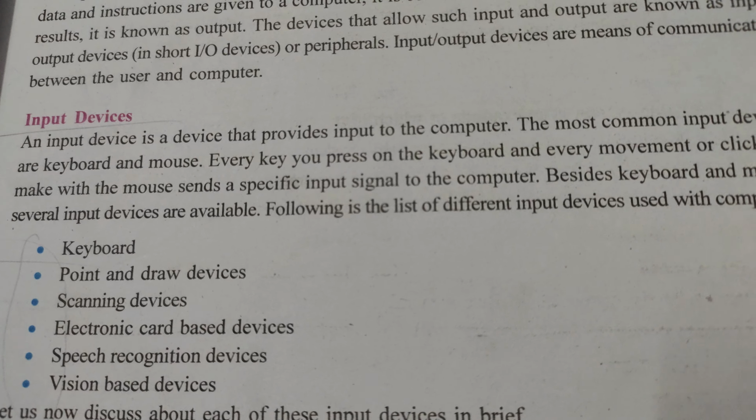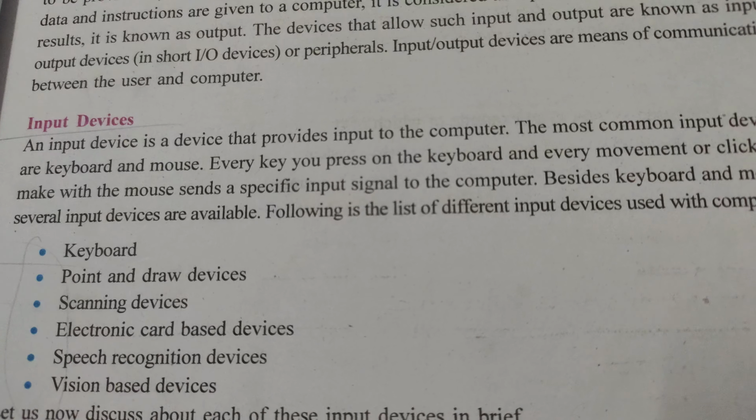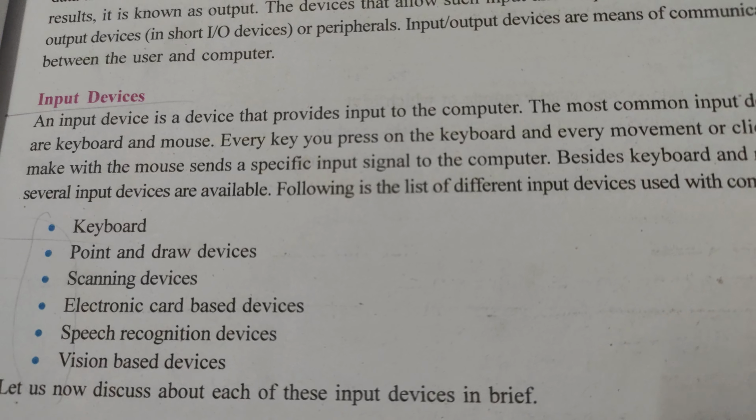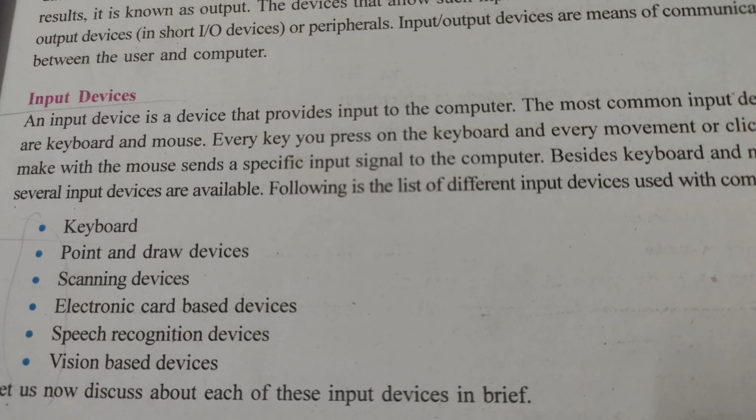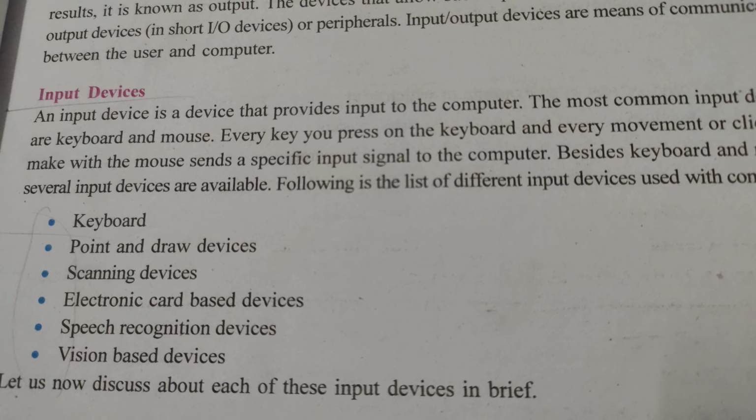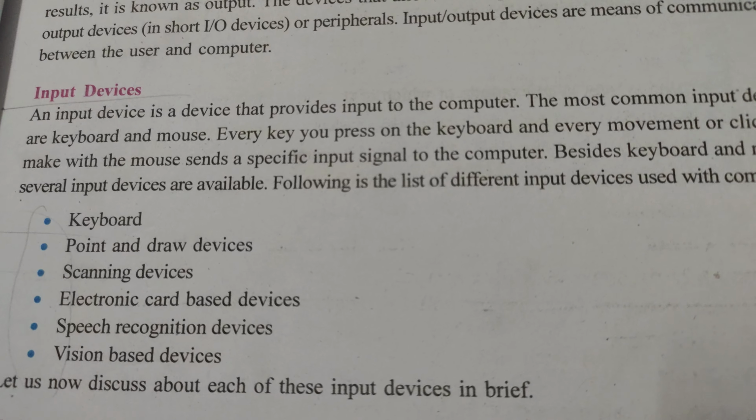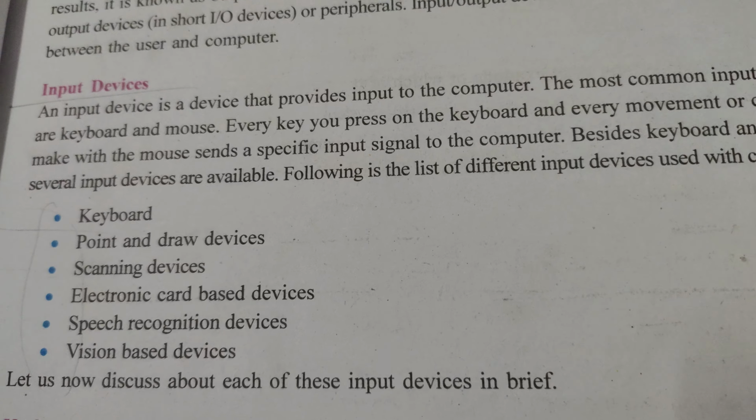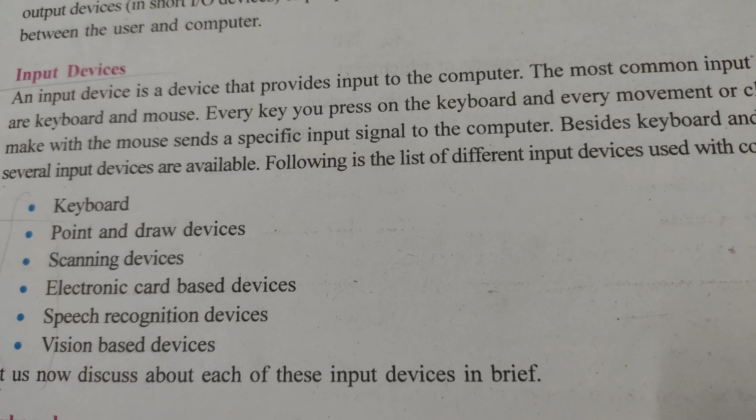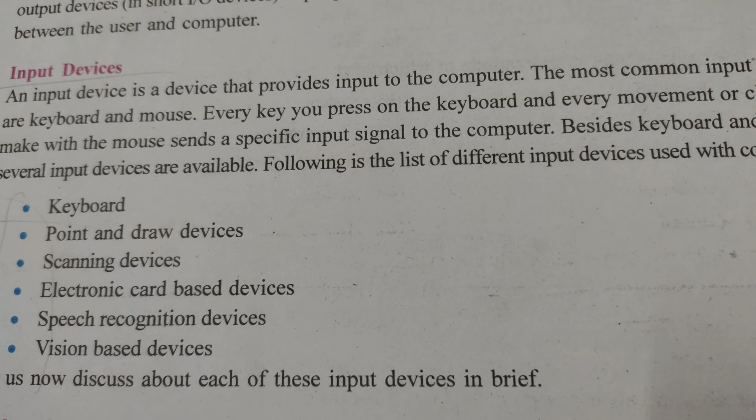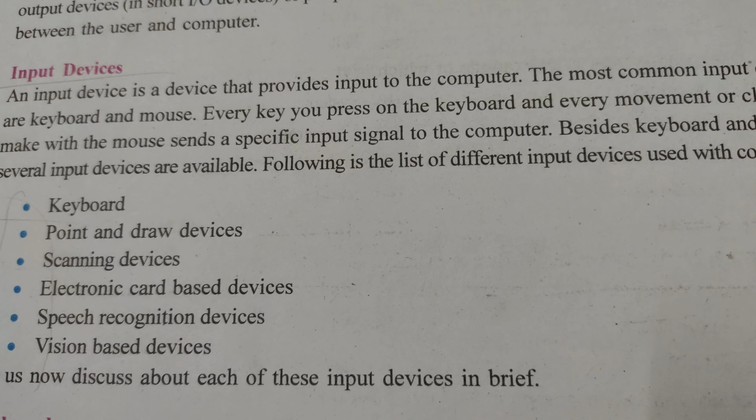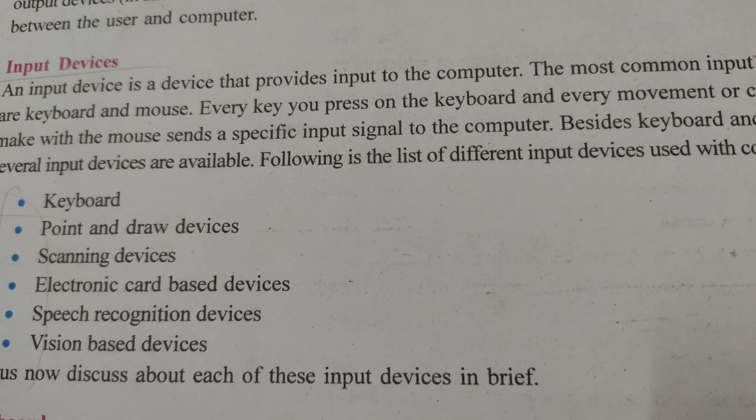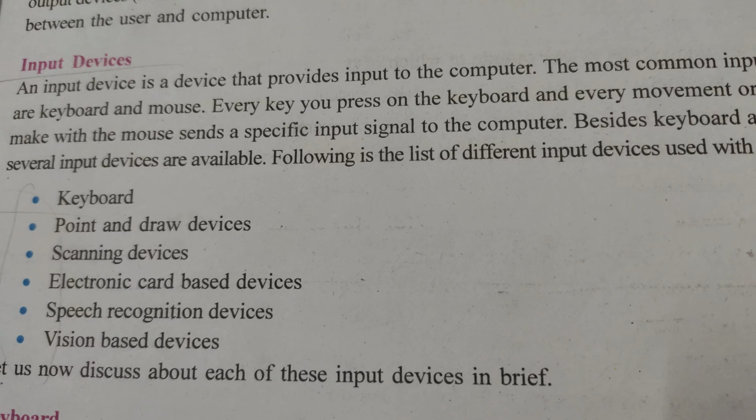Speech recognizing devices, the speaker through which we can ask our question, are speech recognizing devices. Vision based devices are used for getting our specs and goggles numbers. The doctor scans our eyes and finds the number we need to use on our goggles. That is a vision based device.